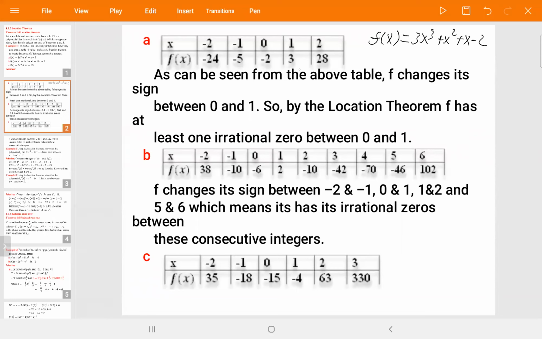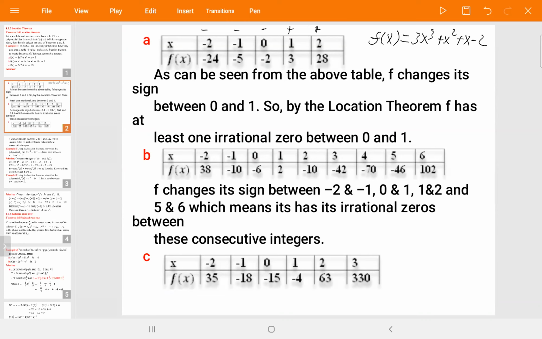Now f of x at x equal to 2. 2 cubed is 8, times 3 is 24. 24 plus 4 is 28. 28 plus 2 is 30. 30 minus 2 is 28. So this is negative, negative, negative, positive, positive.